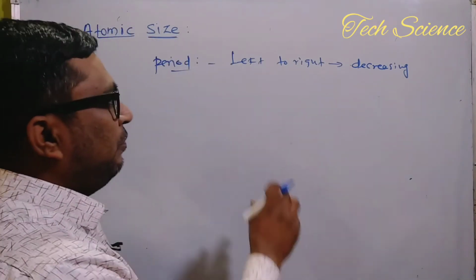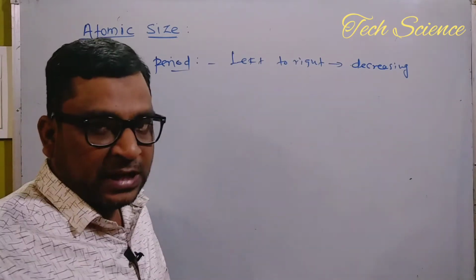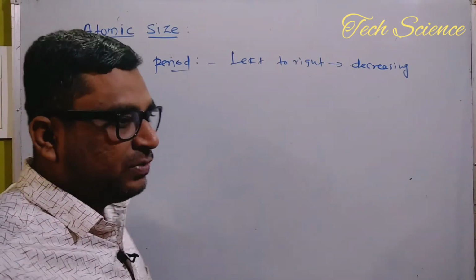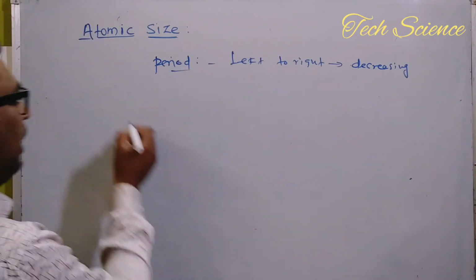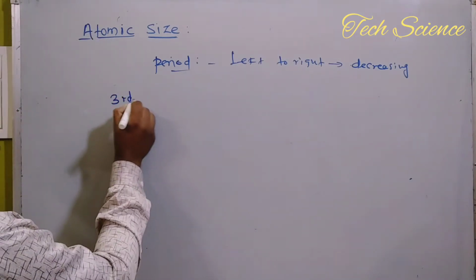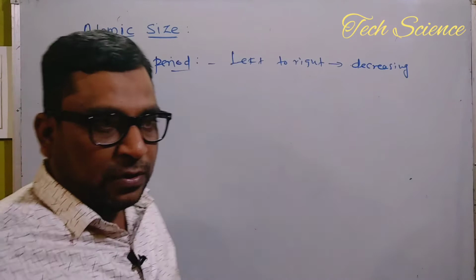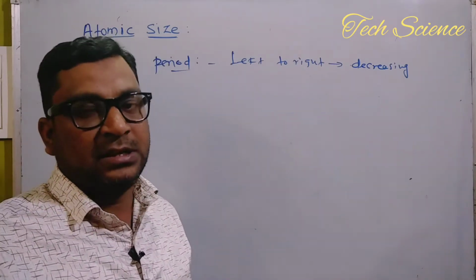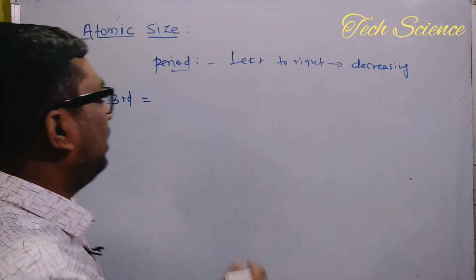In a period, when you are moving from left to right, the atomic size goes on decreasing. For this, you can consider any period. Generally, when I teach in front of the students, I always follow the third period. That is very important for 10th also, 12th also.